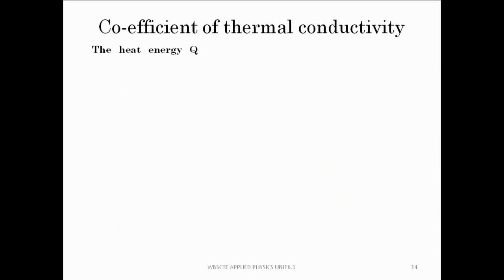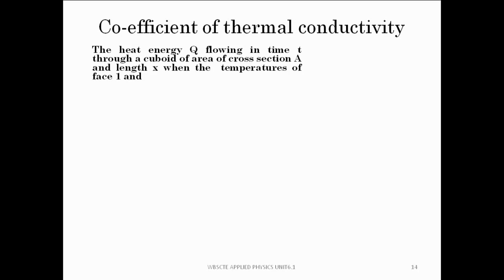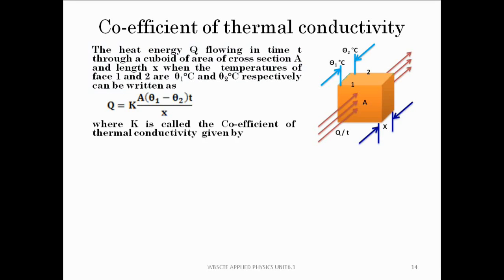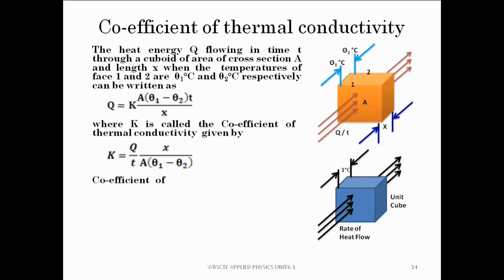Coefficient of thermal conductivity. The heat energy Q flowing in time t through a cuboid of area of cross-section A and length x, when the temperatures of the faces 1 and 2 are theta 1 degree Celsius and theta 2 degree Celsius respectively, can be written as Q equal to K into A into (theta 1 minus theta 2) into t by x, where K is called the coefficient of thermal conductivity, that is given by K is equal to Q by t into x by A into (theta 1 minus theta 2).